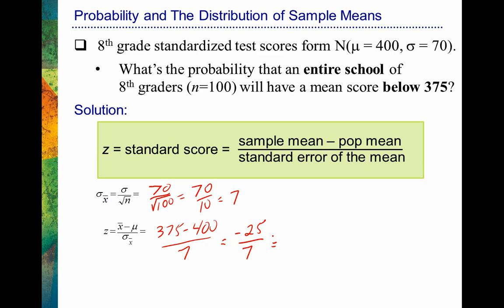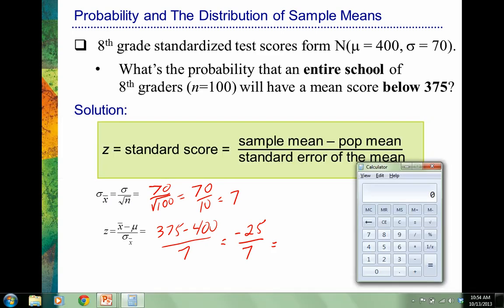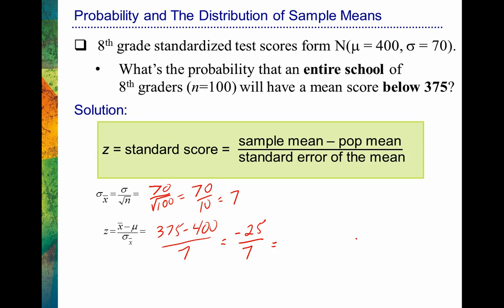Okay, let's pull out our calculator and work that out real quickly. So we have 25, and that's actually a negative value. And we're going to divide that by 7. See what that equals. Negative 3.57. All right, let's go ahead and look that up in our z-table.